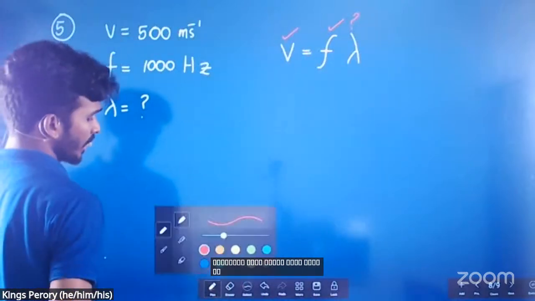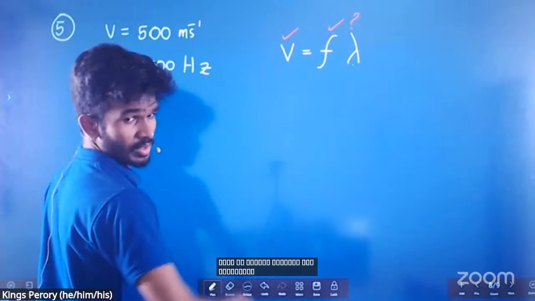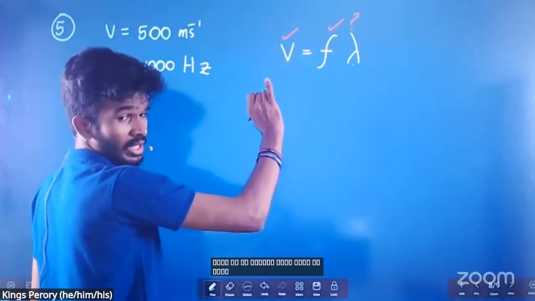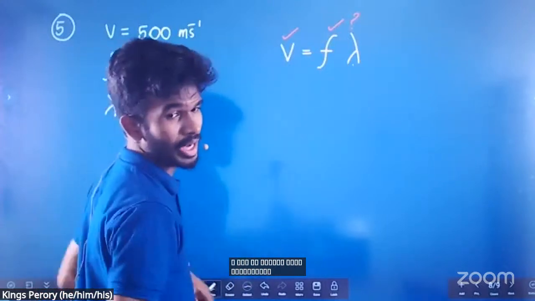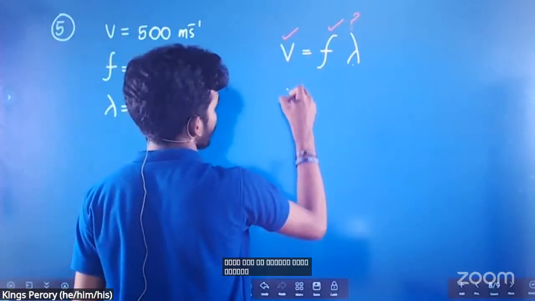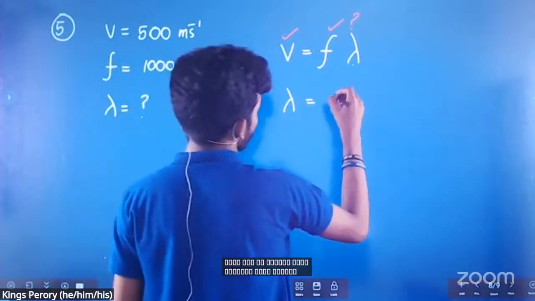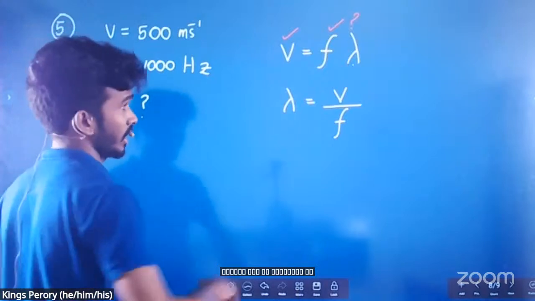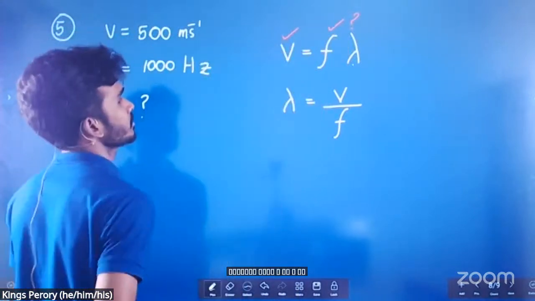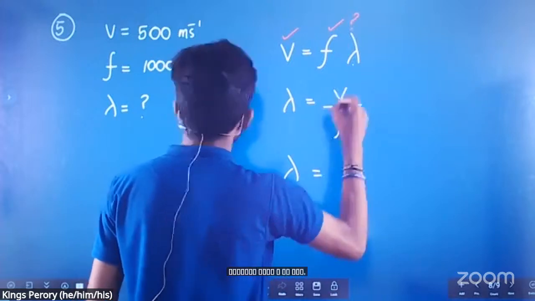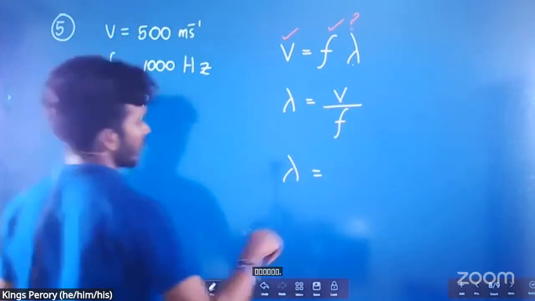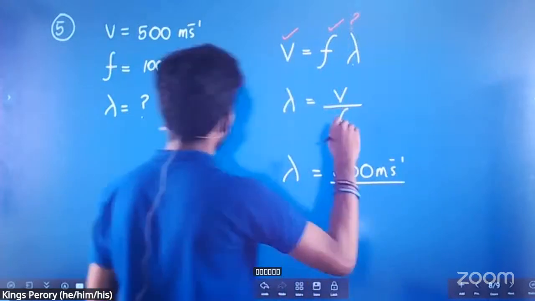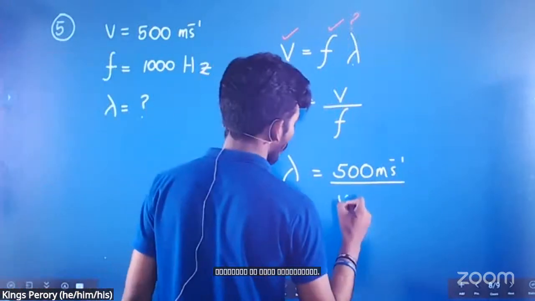If you need to find wavelength, you have to make wavelength the subject. F goes to the other side. Multiplication on the other side becomes division. So wavelength is V divided by F. Nothing big, I took F to the other side. V, velocity, is 500 meters per second divided by F value. Frequency is 1000 hertz.